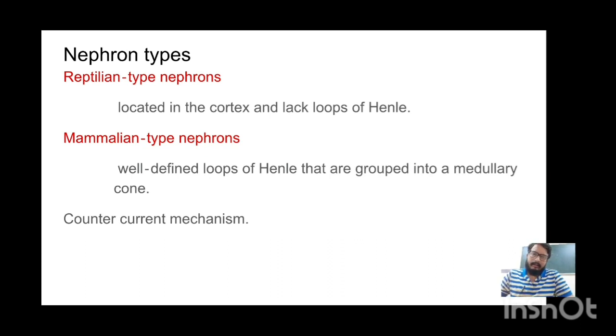However, there are other ways in which the nephrons are classified. For example, there are also loopless nephrons, transitional nephrons and looped nephrons. It is another way of classification. However, it is well established and accepted that there are the reptilian type and the mammalian type of nephrons.